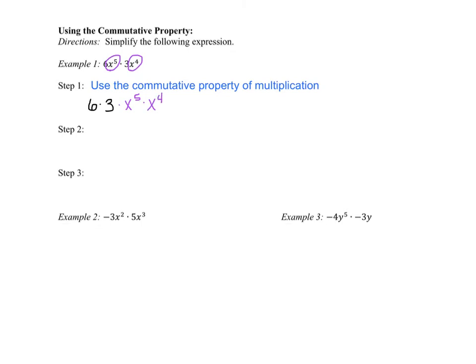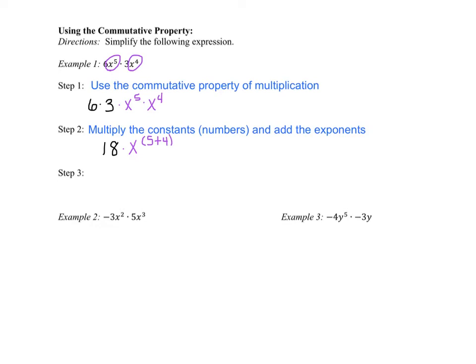Now, step 2 states you want to multiply your constants, your numbers, and add the exponents. So we're going to multiply 6 times 3, which is 18, times x, the same base, and then you want to add your exponents, which is 5 plus 4.